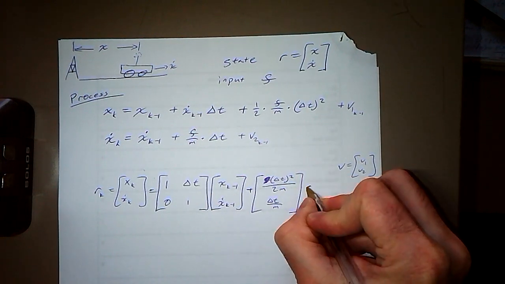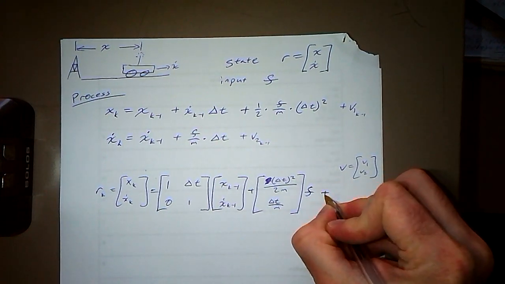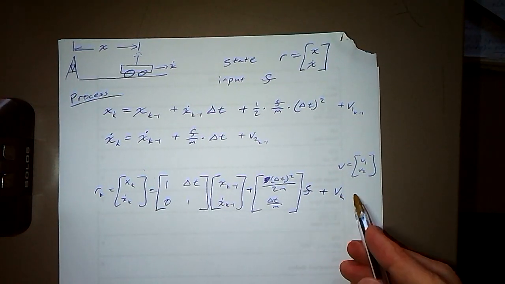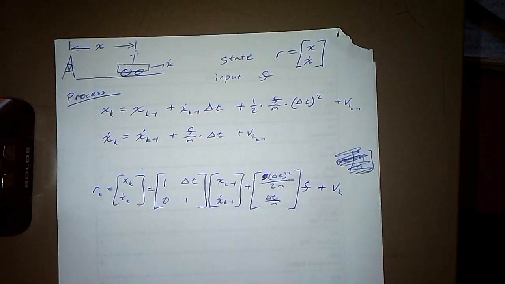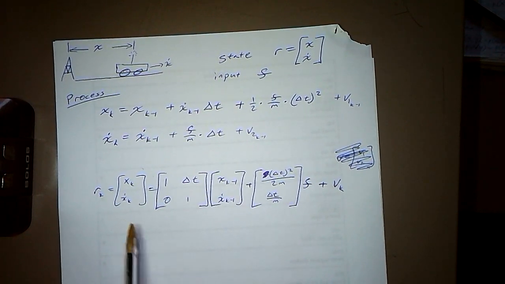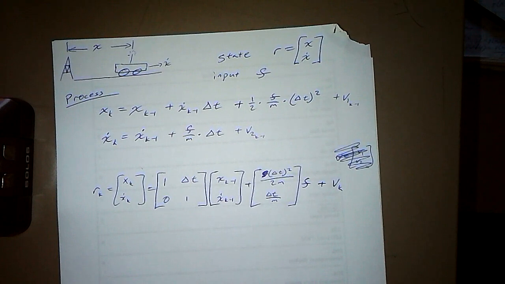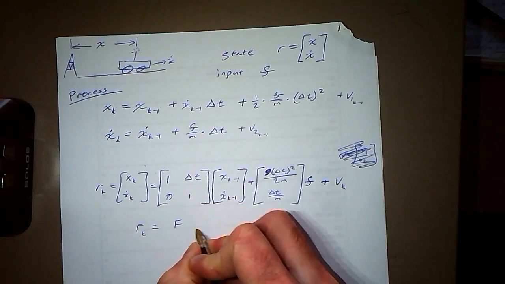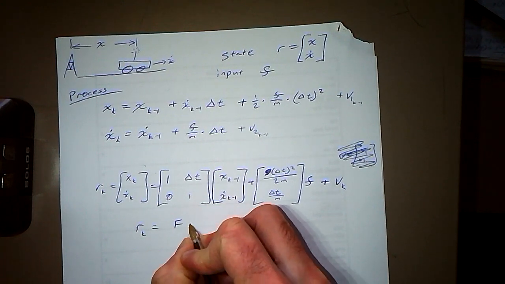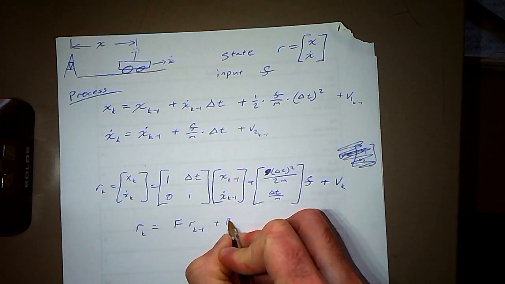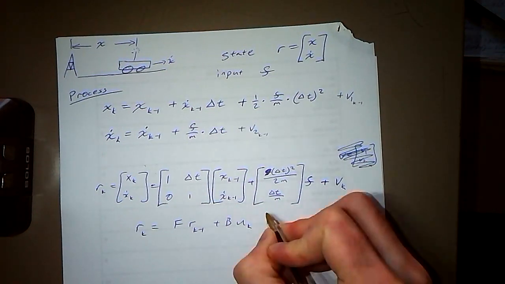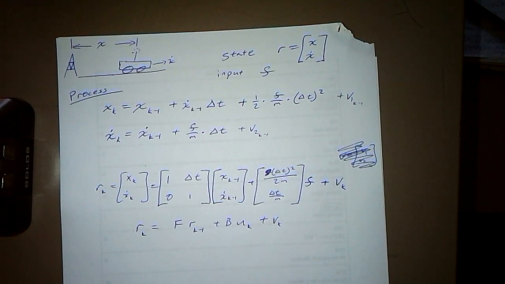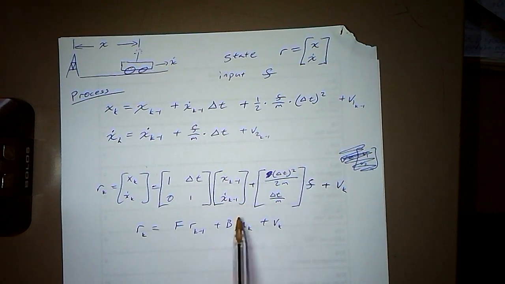And our input is the force F, so that's a scalar. And then plus v k, our error term at time k. So there's our process equation in matrix form. R of k is equal to F times R k minus 1 plus B times U of k plus v k. So now we know what the matrix F is and the matrix B.